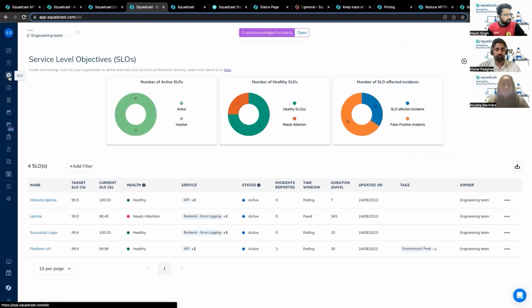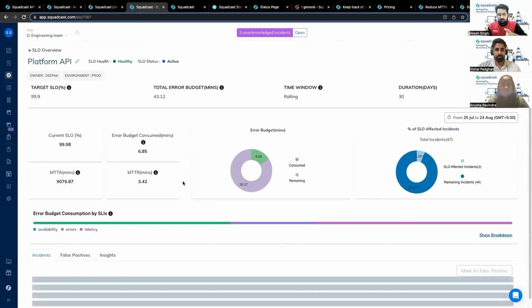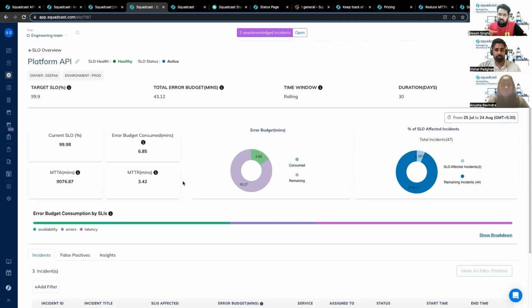as SLO impacting. Now, we also have an SLO details dashboard, which shows you granular details for that particular SLO. So in here, for the platform API SLO, I can see the targets that I'm trying to reach on the top, which is 99.9, the total error budget that I had for it, which is 43 minutes, and then the time duration in which I'm trying to achieve it.